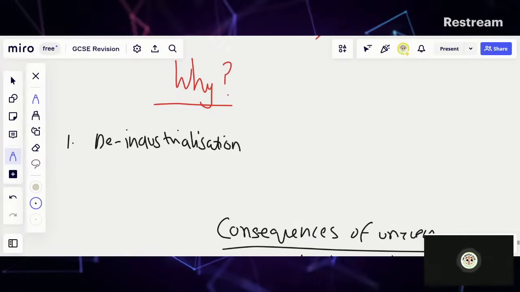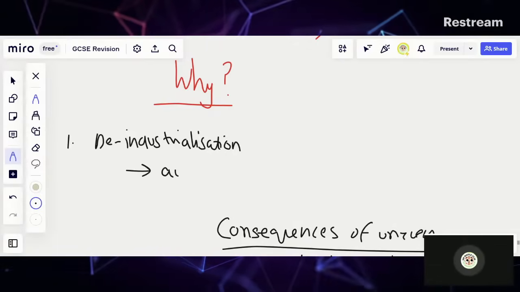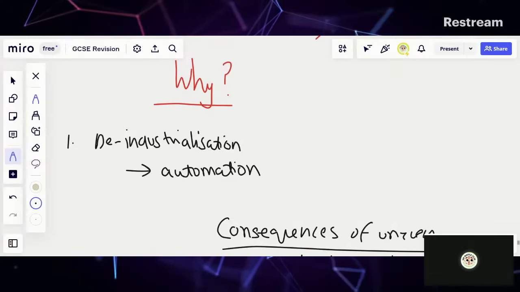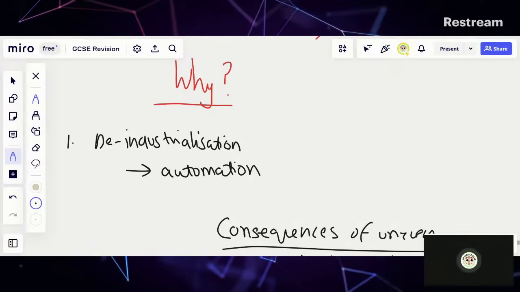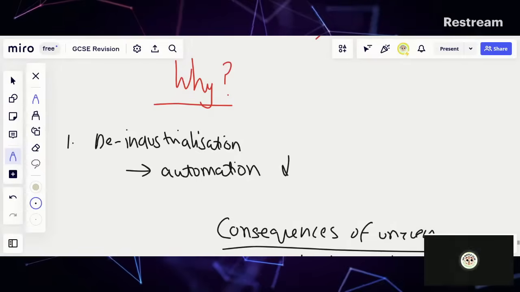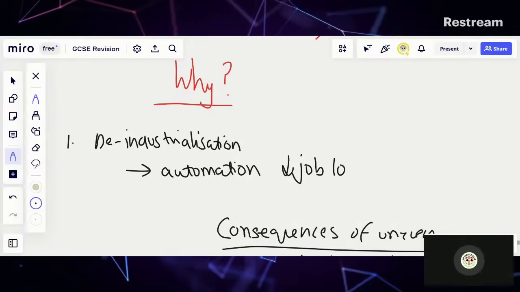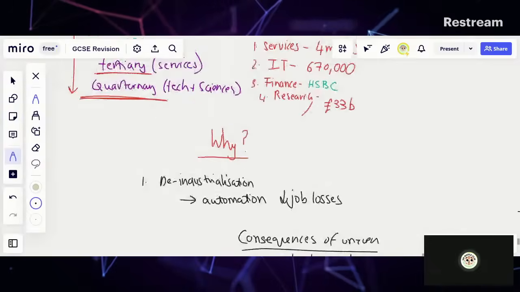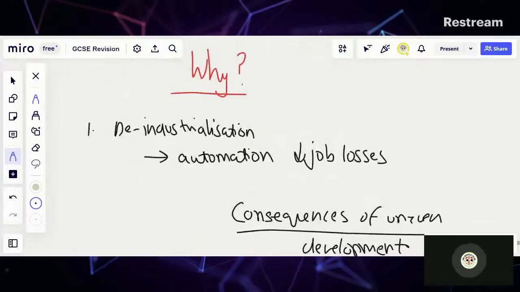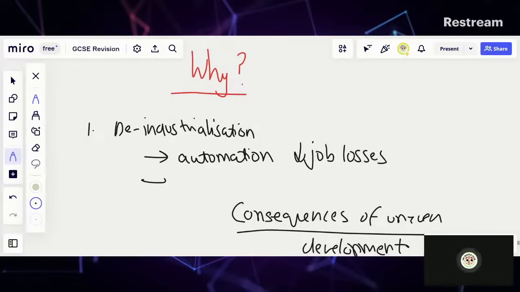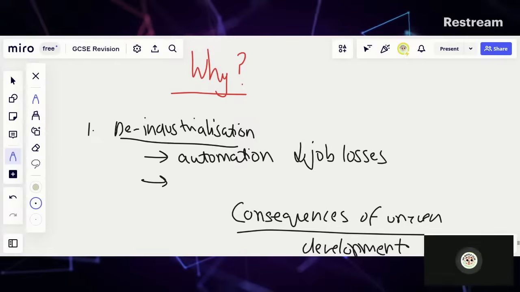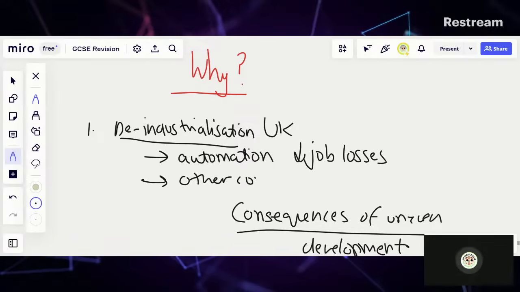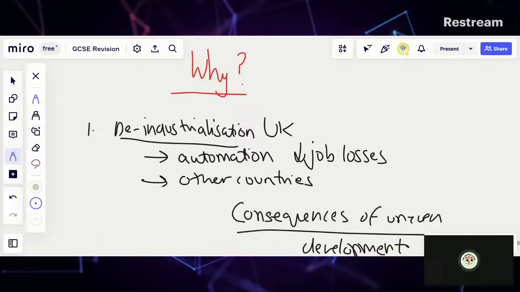However, it started to decline because of, firstly, automation. Machinery started coming around, and machinery took the place of a lot of jobs. Because there were a lot of job losses, there was no point having the secondary sectors anymore. Another reason for deindustrialization in the UK is that other countries started to offer these services much cheaper.